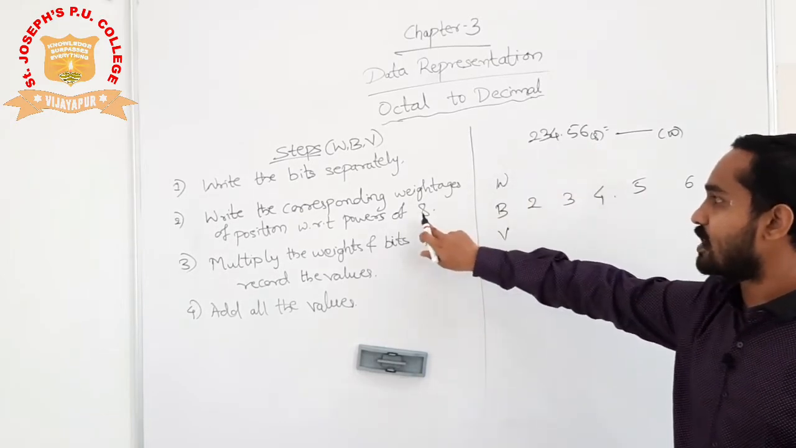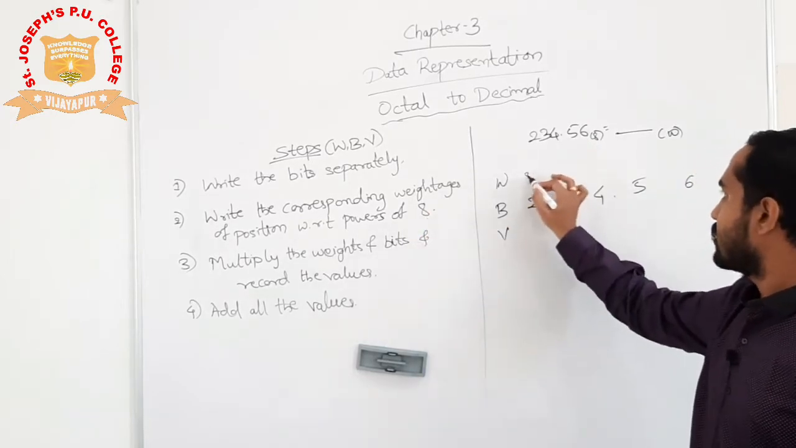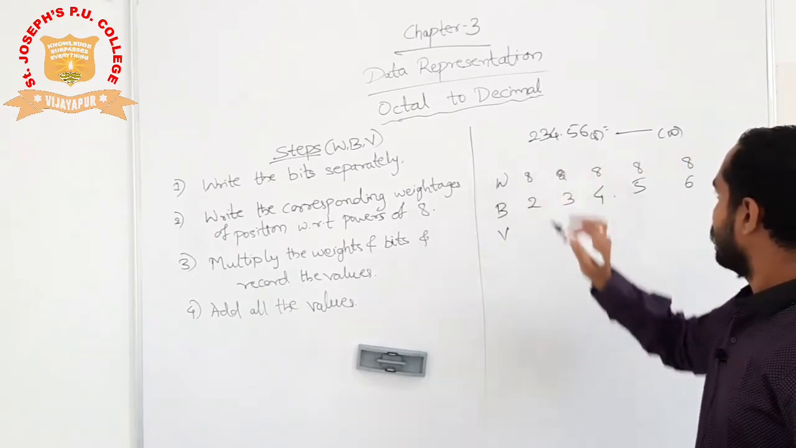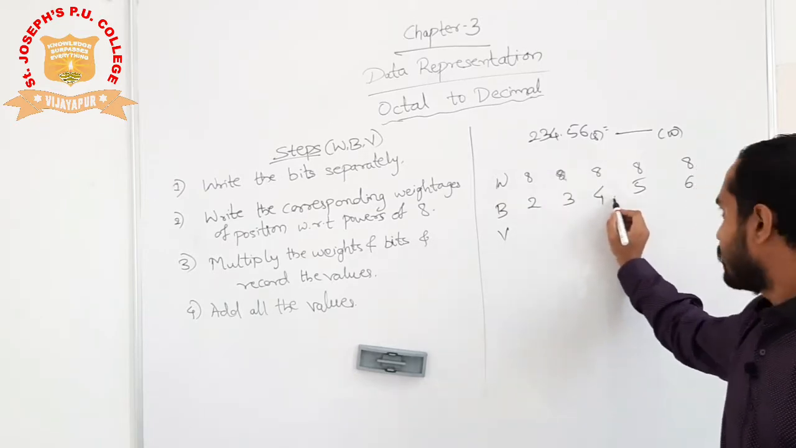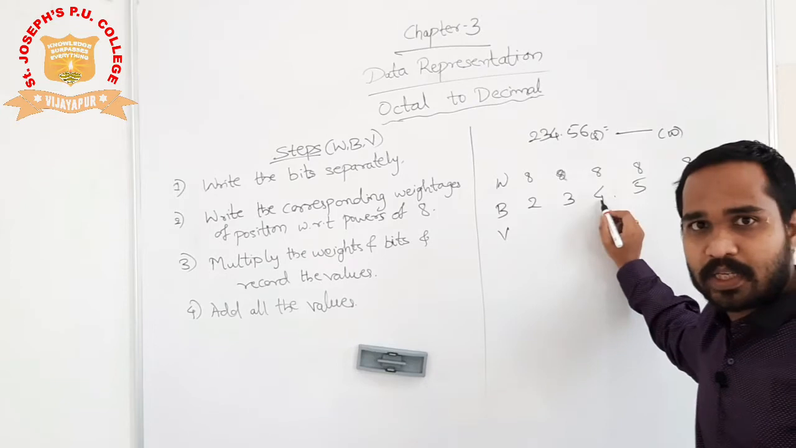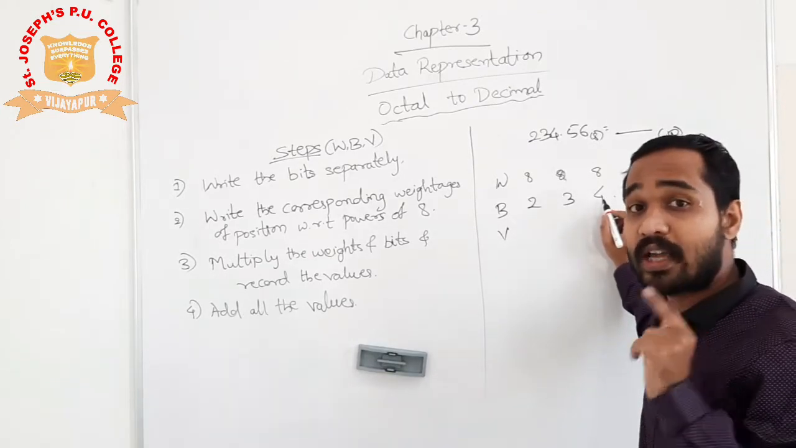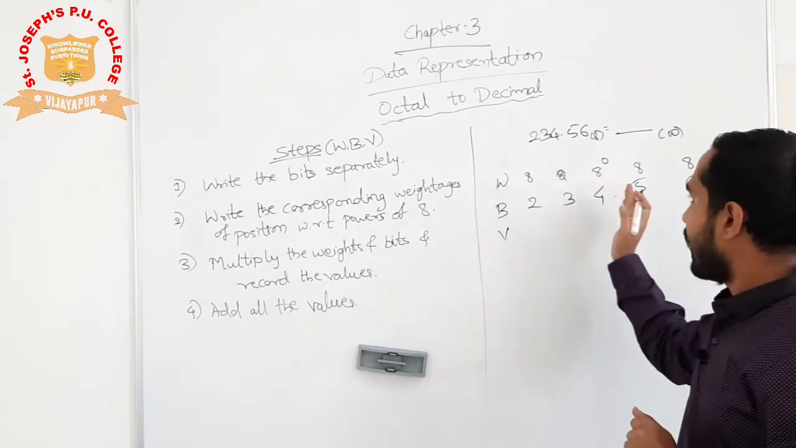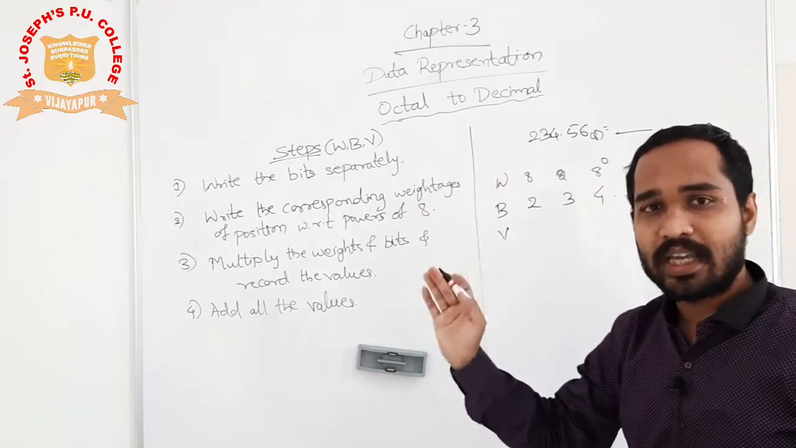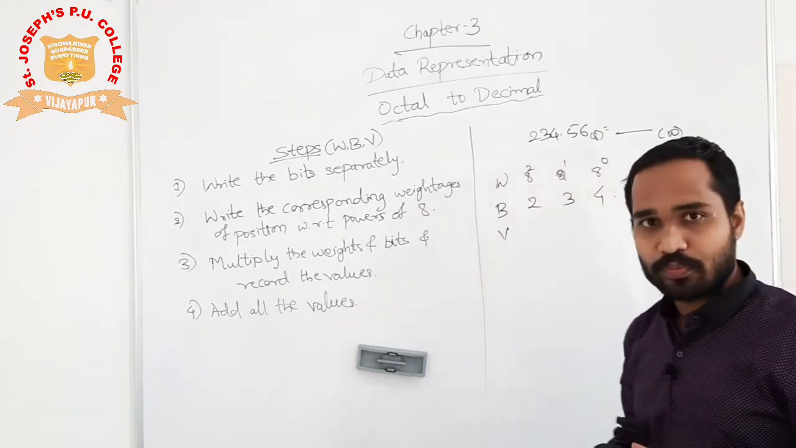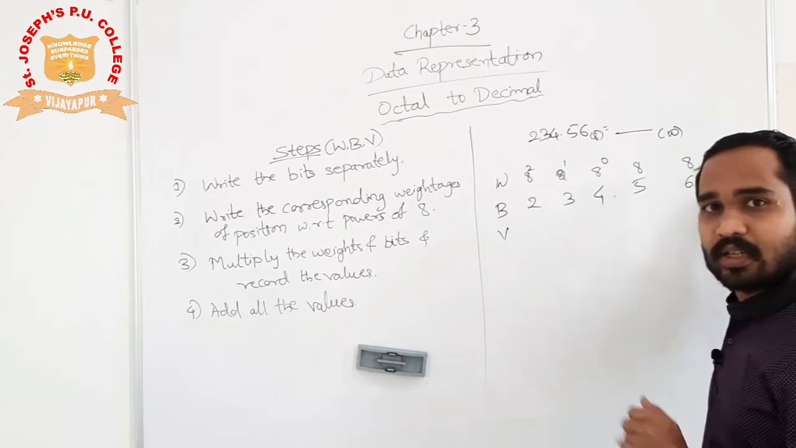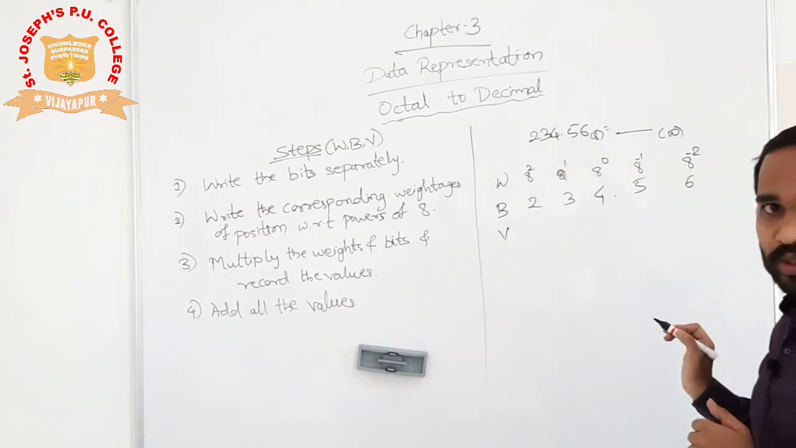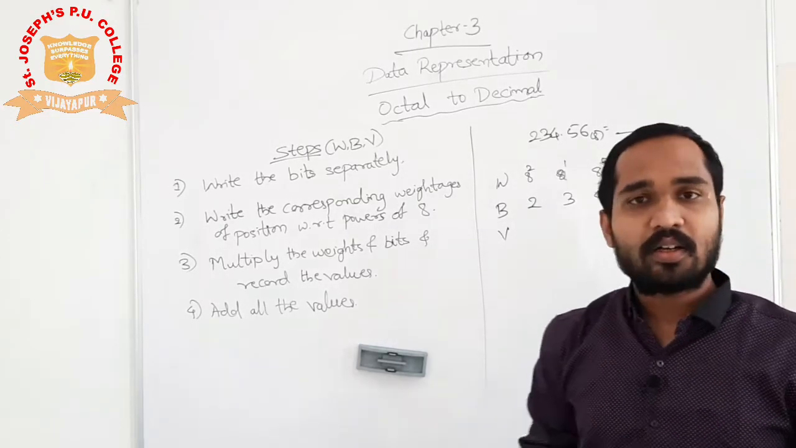Okay, weights have to be the respective powers of 8, isn't it? So let me write 8 first. Then which is the units place? Just before the point, this is the units place. The units place will always have what as the power? 0 as the power. Am I right? 8 raised to 0. Then as you move to the left, the powers have to increase: 8 raised to 1, 8 raised to 2. Correct? And as you move to the right, the powers have to decrease. So 8 raised to minus 1, 8 raised to minus 2. Is this clear?